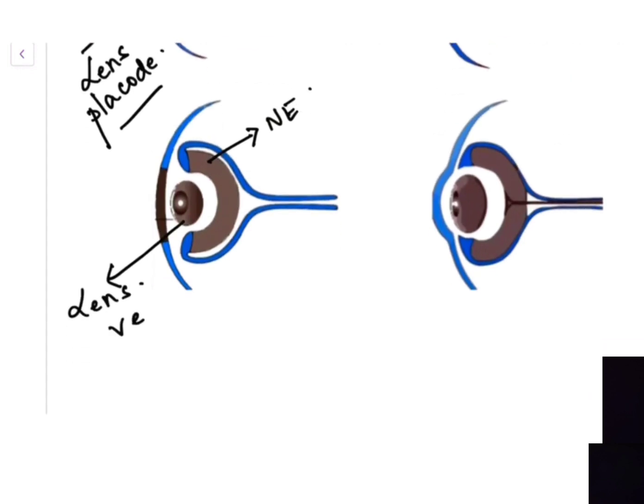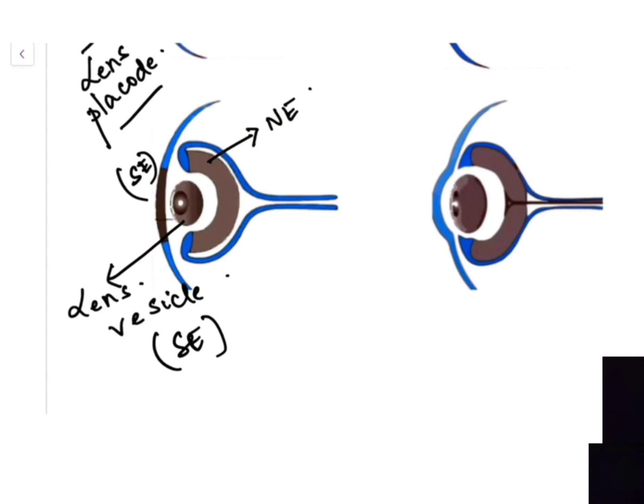So this lens vesicle is actually a detached part of the surface ectoderm, and the rest of the surface ectoderm remains outside only like this. So the rest of the surface ectoderm is outside, and a small part of it has got detached and comes inside this optic vesicle.